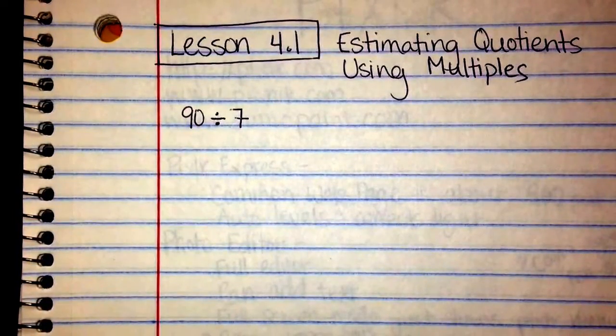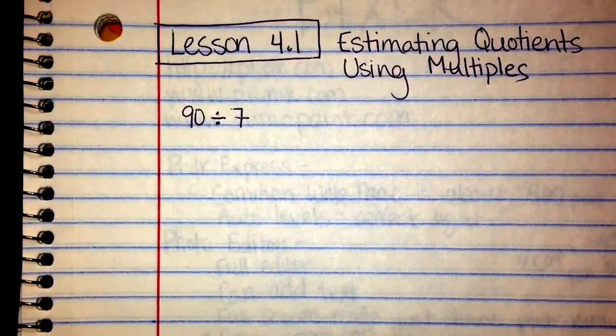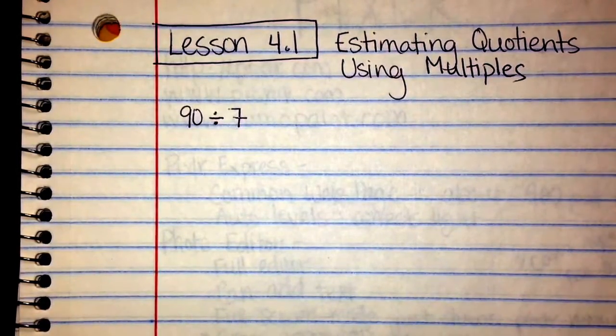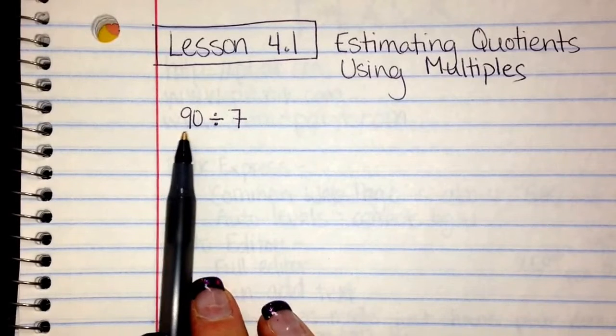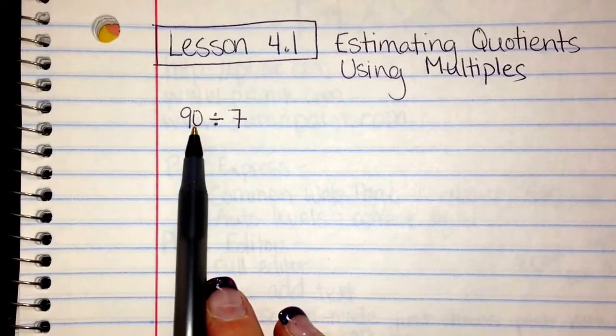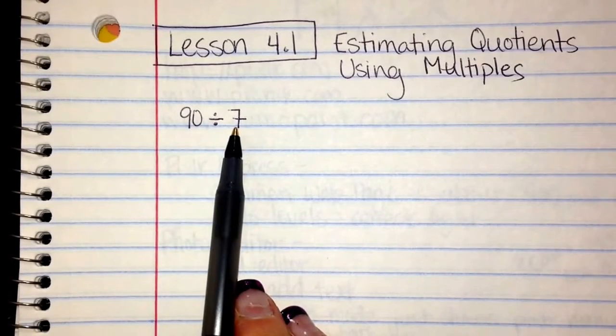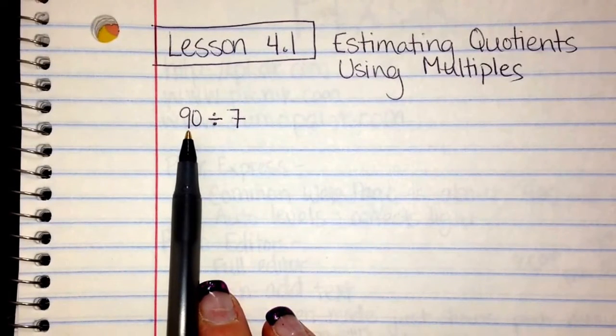This is GoMath lesson 4.1, and in this lesson we are going to practice estimating quotients using multiples. So first let's look at a problem like 90 divided by 7. The divisor is what we're going to use in order to find the multiples that will get me up to the number 90.